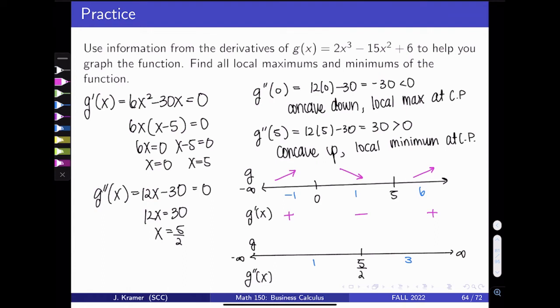So when we plug in 1 into the second derivative, the output is going to be negative. And so the original function is going to be concave down on the interval from negative infinity to 5/2. When we plug in 3 into the second derivative, the output is going to be positive, and so the original function will be concave up from 5/2 to infinity, and then this tells us that 5/2 will have an inflection point. On the next slide, we will summarize all of this information and put it all together to graph the function.